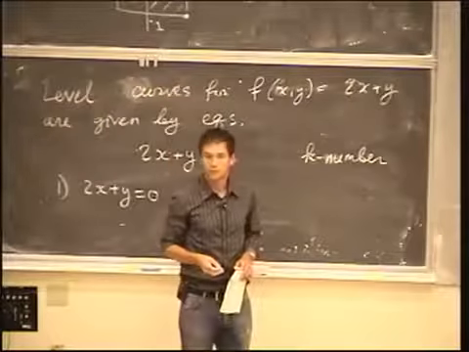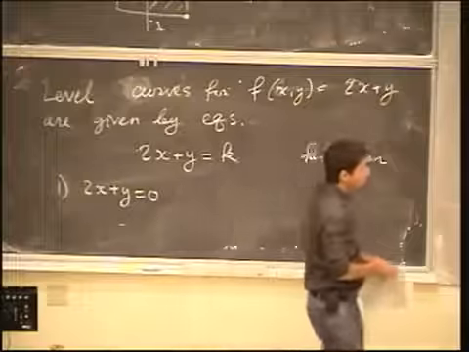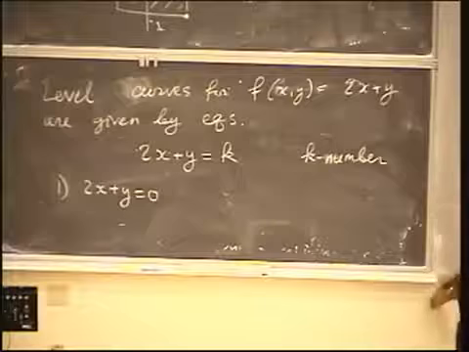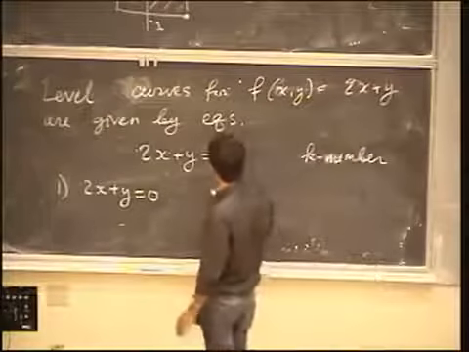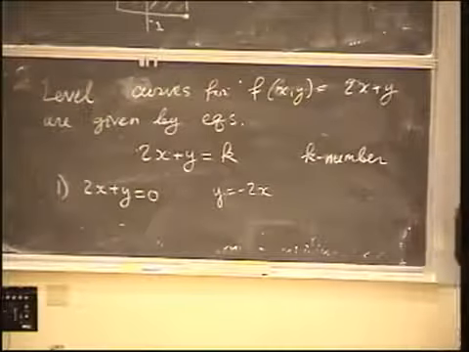Any questions? No? All right. 2x plus y equals 0. What is 2x plus y equals 0? It's the same as y equals, maybe it's easier if I write it like this, y equals minus 2x. That looks like this.